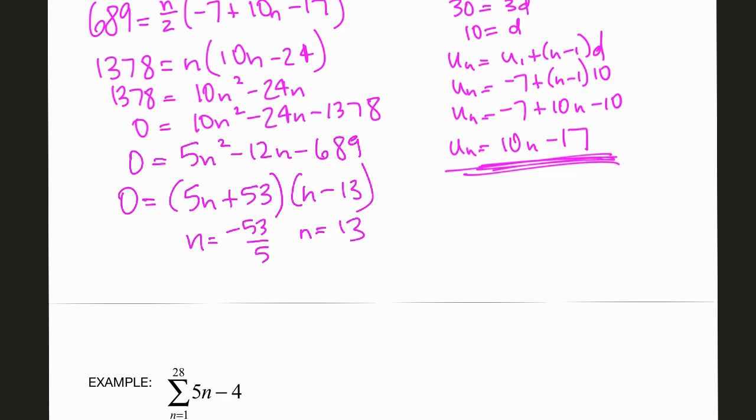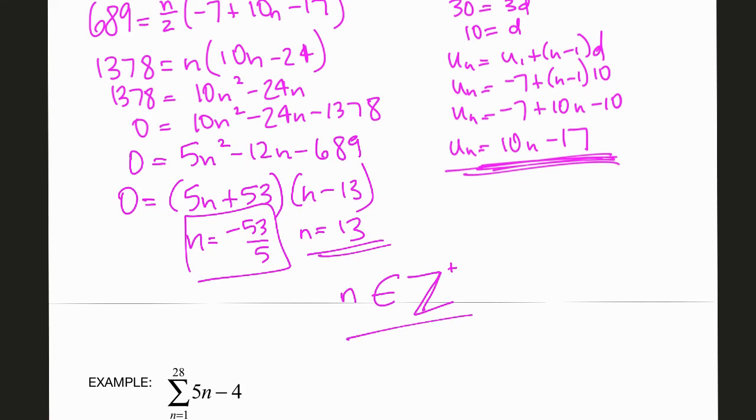You can't have, like, this isn't a position in the list. This is definitely a position in the list. Okay, n has to be an element of the positive integers. Okay, you're going to start to see some notation like this.